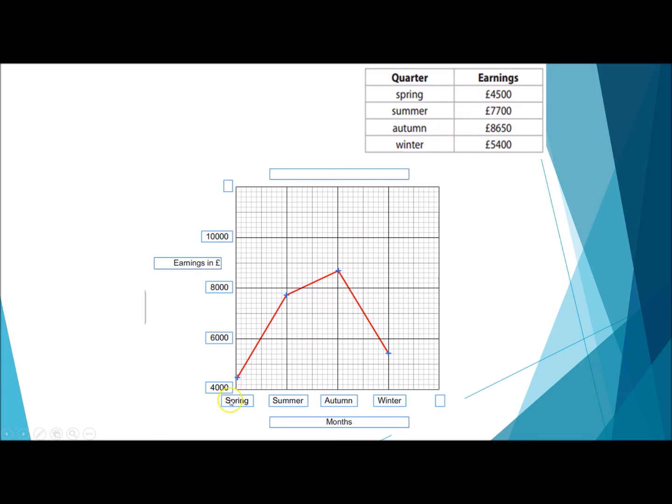Spring should be 4,500. So if this point is halfway, that's 5,000. So that's 4.5. So that's correct.